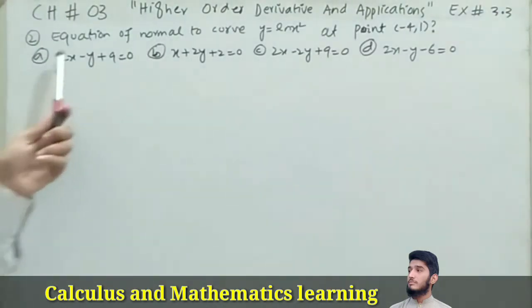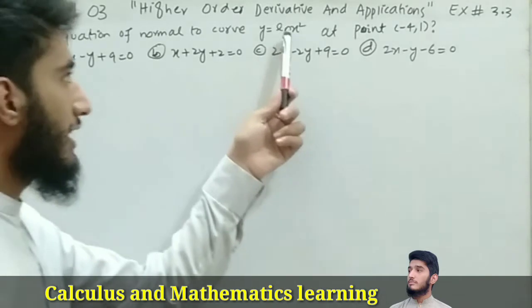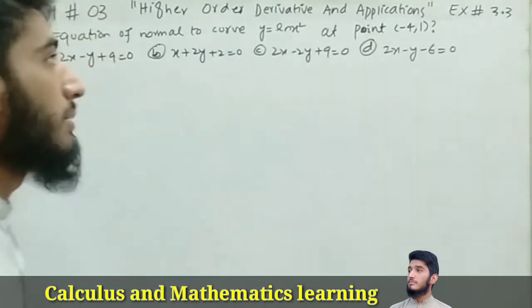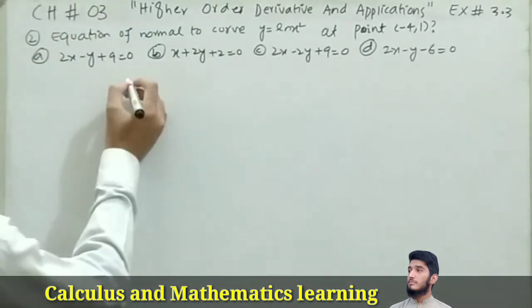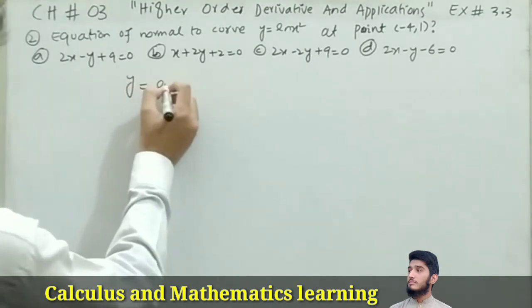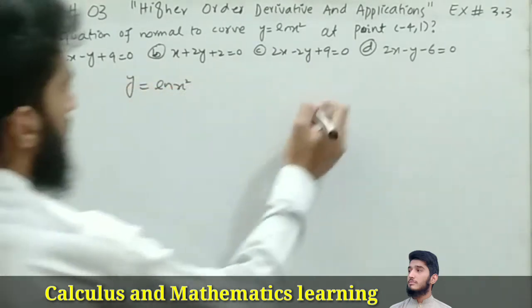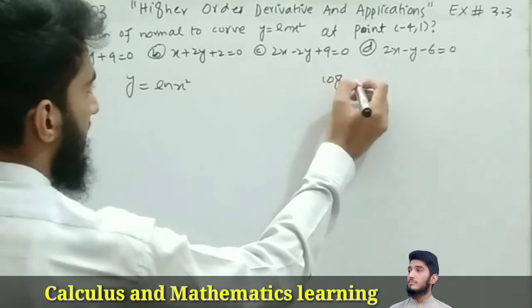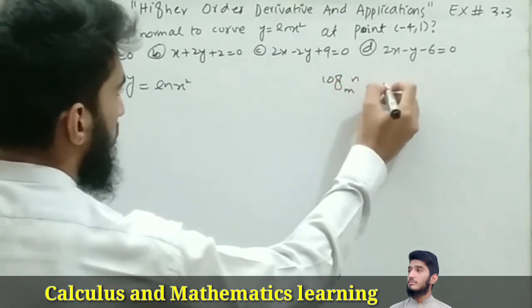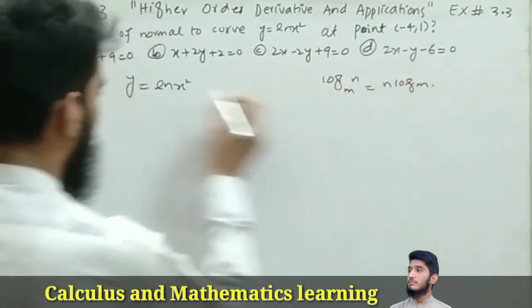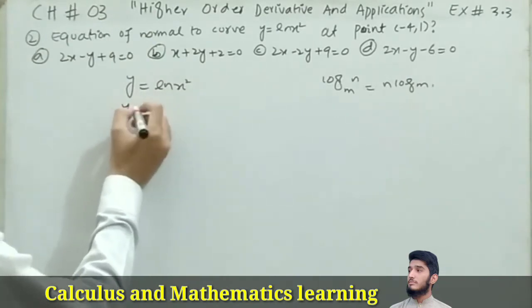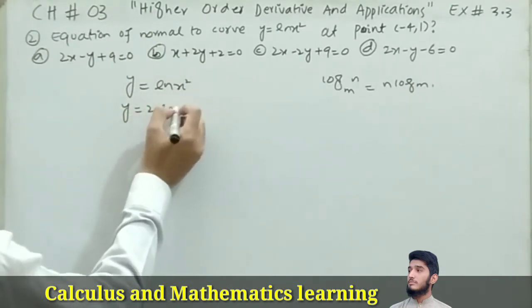MCQ number 2: the equation of normal to the curve y is equal to ln of x square at the point minus 4, 1 will be. Taking the given curve, y is equal to ln of x square. Now using the rule of logarithm, log of n to the base m will be equal to n log of m. So this power will come to the front of the natural logarithm, so it becomes y is equal to 2 into ln of x.